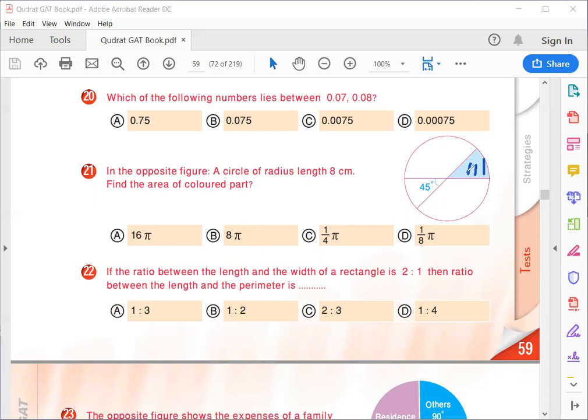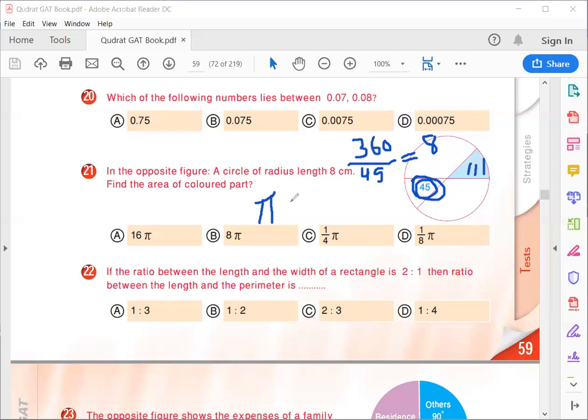This, because I have 45, and the sum of all angles of a circle is 360. When divided by 45, it is 8. So this is 1/8, like this. So what is the area of the circle?